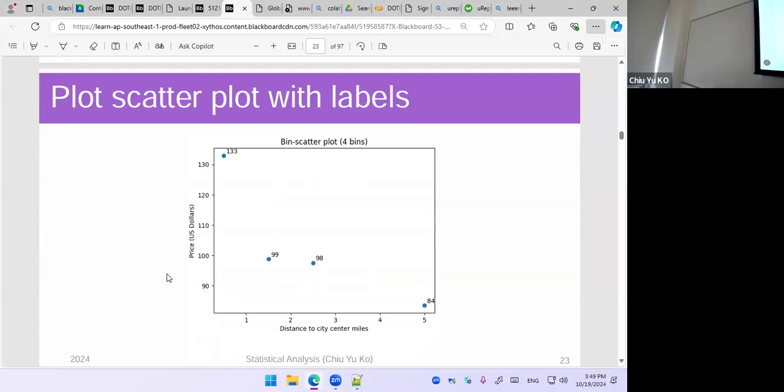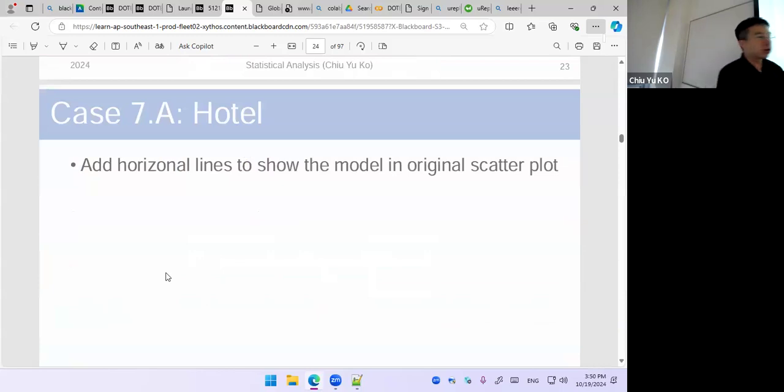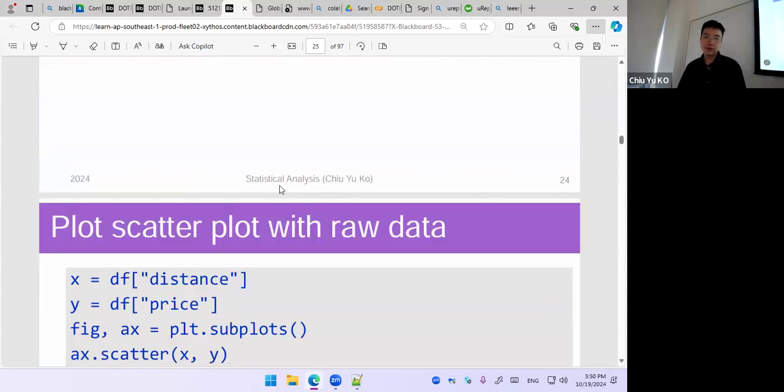And now you have this, then probably you want to tell, right? If 0 to 1, my model tells me is 133, 1 to 2 is 99, 2 to 3 is 98, and 3 to 7 then will be 84, right? So that is my model. And the thing you want to present is you want to plot the original scatter plot, then it will tell us the model more explicitly. So that's how you present your data in a nicer form, okay?